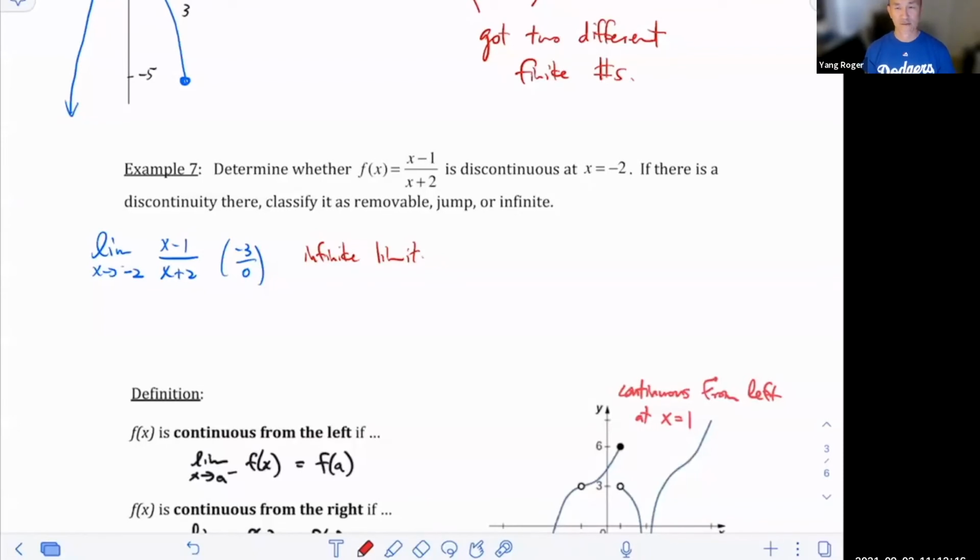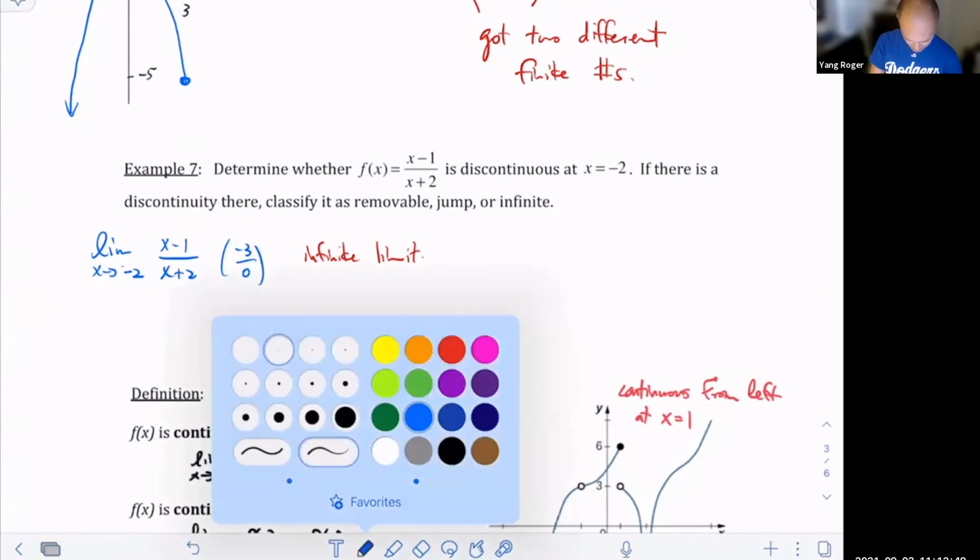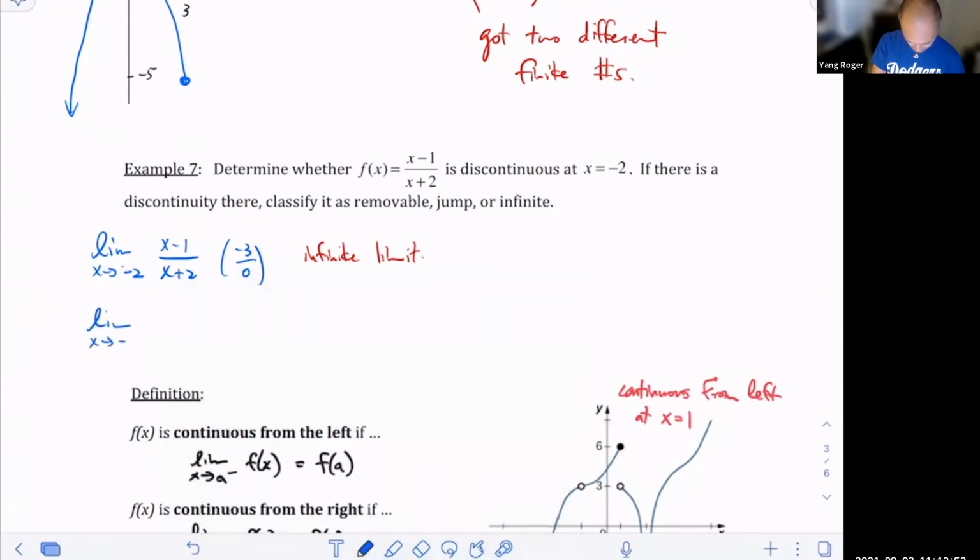But for fun, especially because I plan to ask you this on your quiz on Wednesday, let's calculate this infinite limit. When I want to calculate the infinite limit, can you describe to me how I calculate the infinite limit? Two-sided. That's right. Good. So I'm going to calculate the limit as x goes to negative 2 from the negative side of x minus 1 over x plus 2. So what's an example of a point that I'm plugging in? Like x equal to what number?